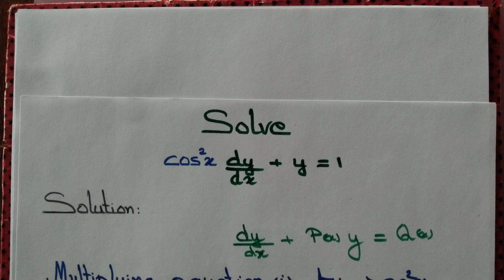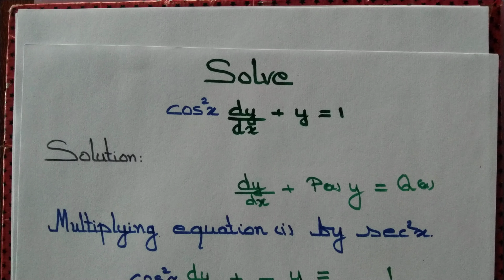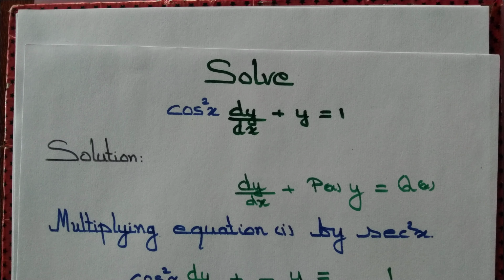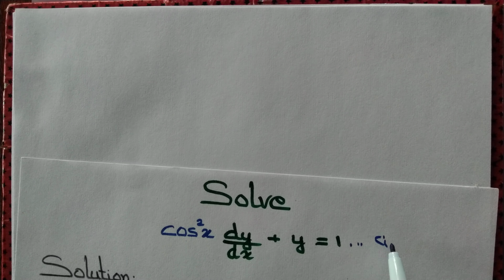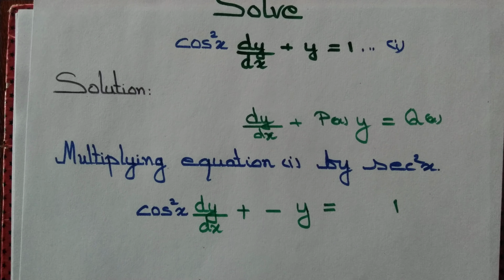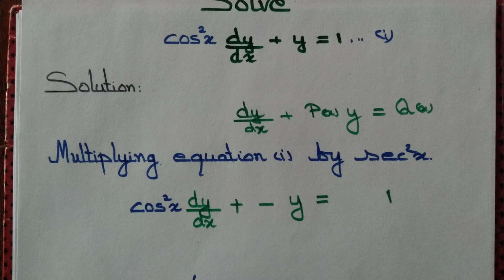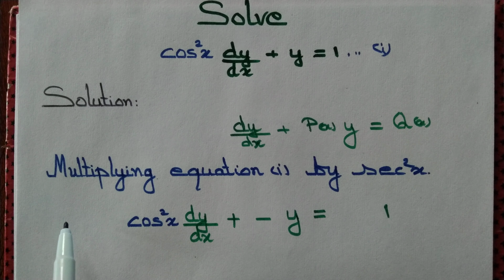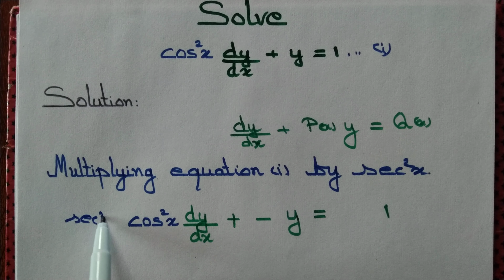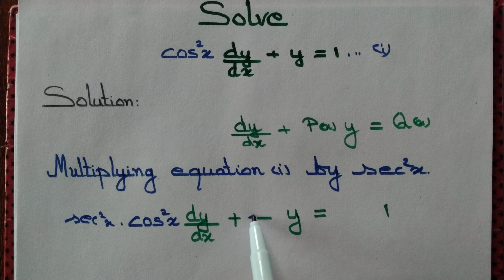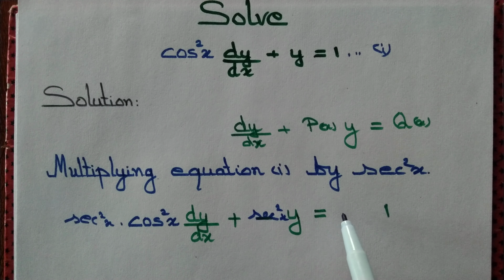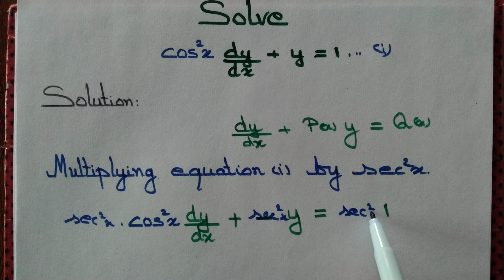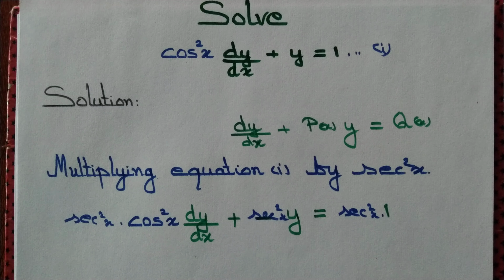So what we do is we multiply the above equation, let's call it equation 1, by sec square x. We multiply by sec square x. Okay, cos square x times sec square x is 1.